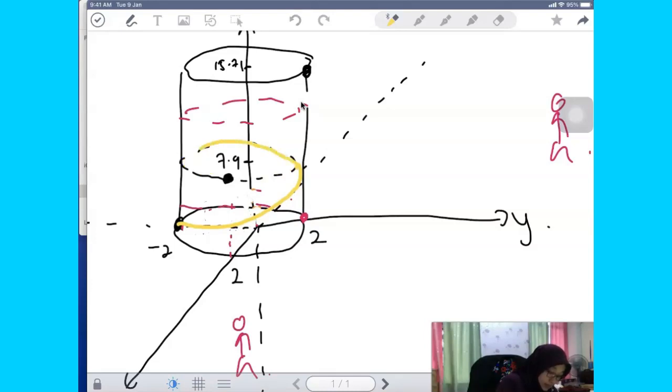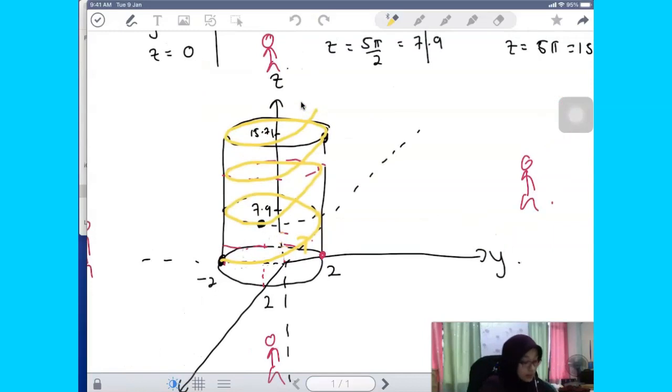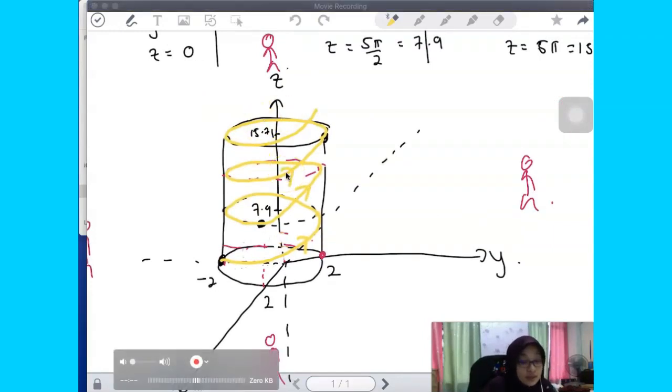Sorry, this one and that one and that one, and then it keeps moving. Okay, so that is the direction, which is when you look at it from above, it is always anti-clockwise direction. So that's why you can get the ellipse shape.